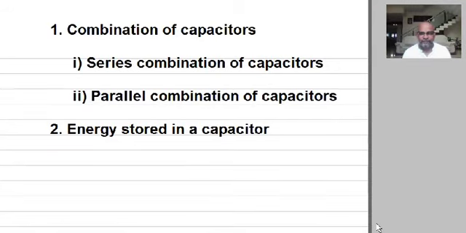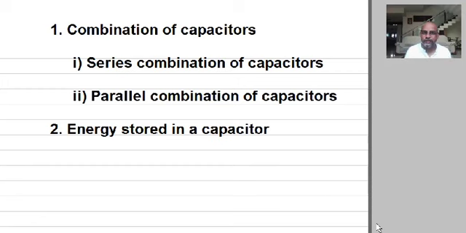Welcome to this last session, the 8th session on the chapter 2, electric potential and capacitance. We have only two concepts to learn in this class. One is the combination of capacitors, and the other is the energy stored in a capacitor. When it comes to combination of capacitors, we have two: the series combination of capacitors, and the parallel combination of capacitors.